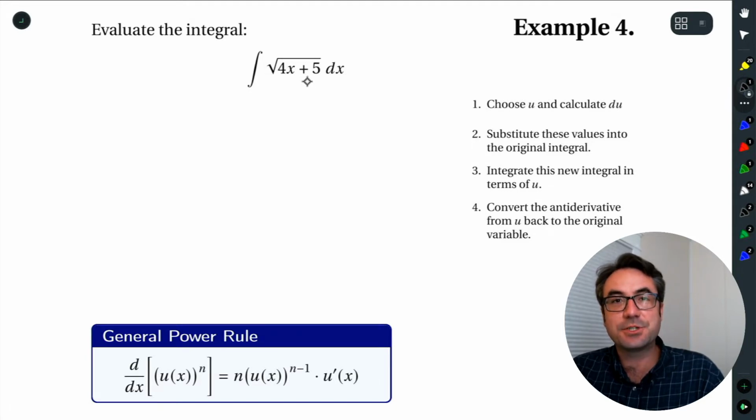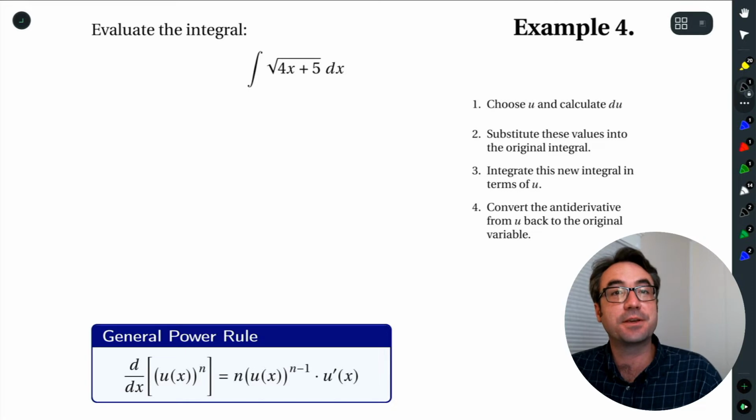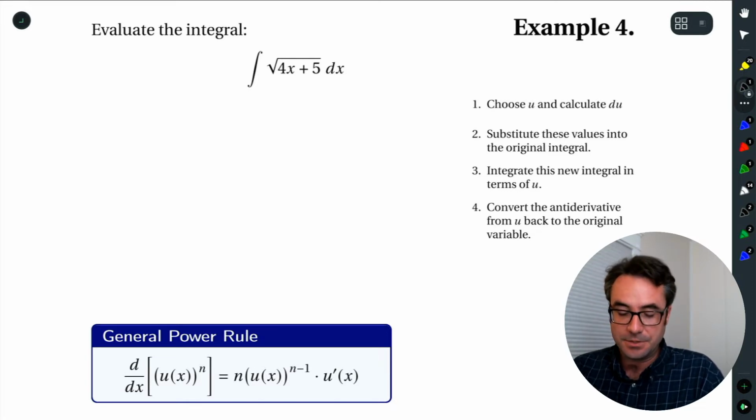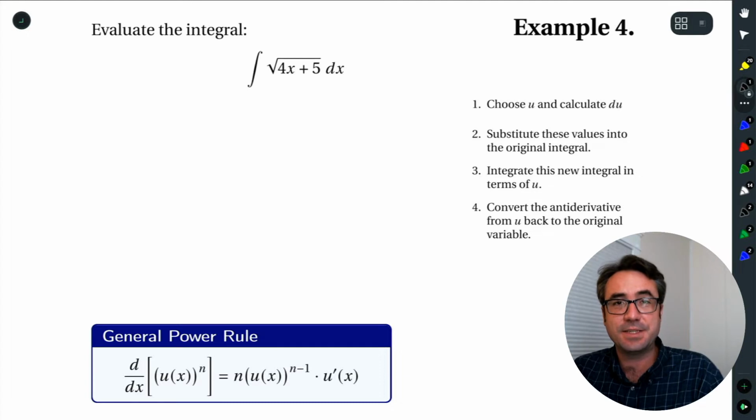kind of an outer function and an inner function, we should start to think substitution rule, the opposite of chain rule. So that's what we're seeing here. There's this square root, it's an outer function, and then we have 4x plus 5 that's inside of it. Well, how are we going to integrate this?